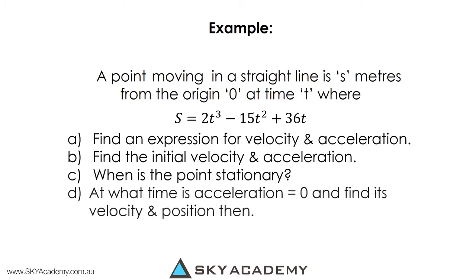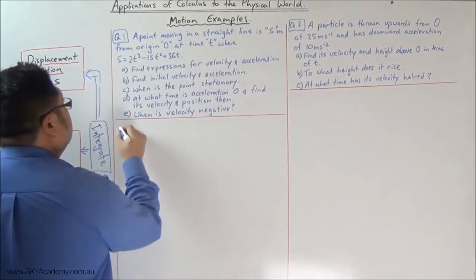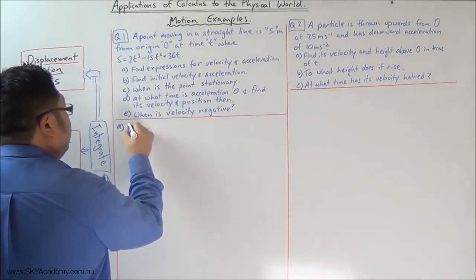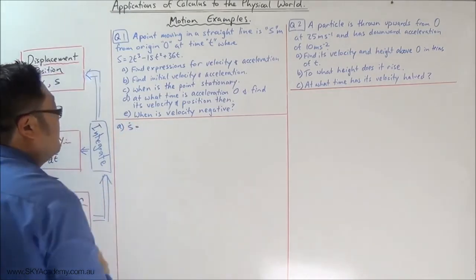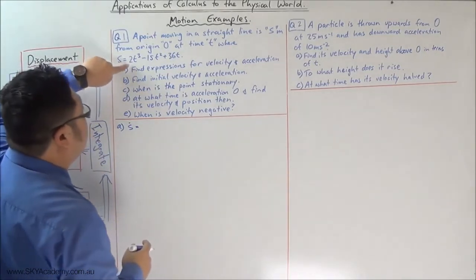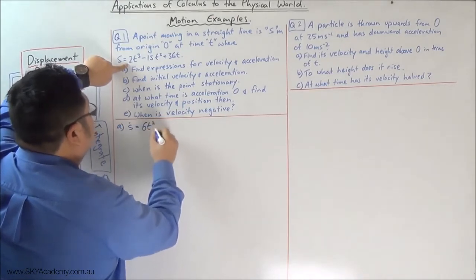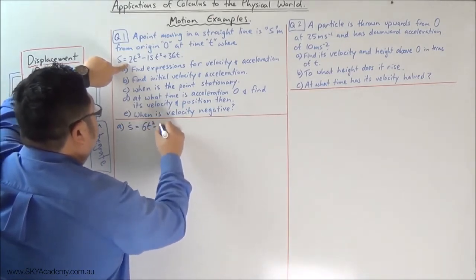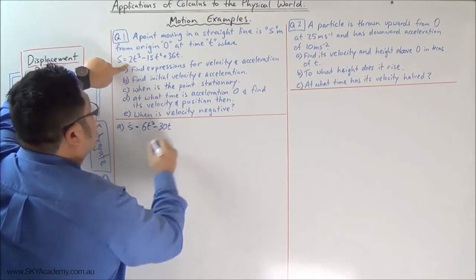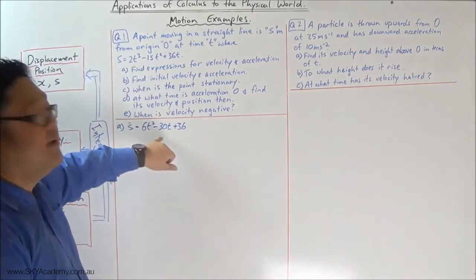Now s is the displacement. It is s meters from the origin. So in order to work out the velocity and the acceleration, you just need to find s dot. That will give you the velocity, so let's work that out. You differentiate with respect to t, you get 6t squared minus 30t plus 36. That's going to be your velocity.